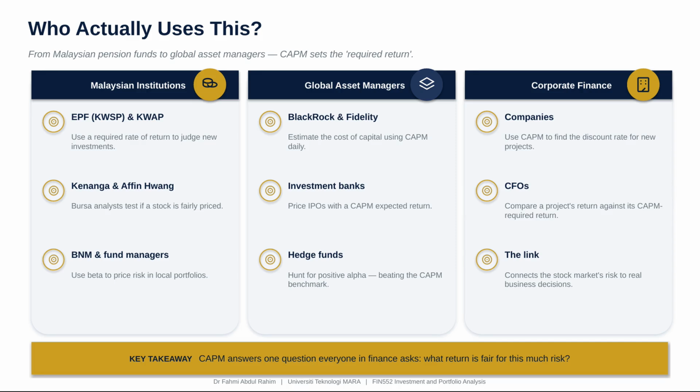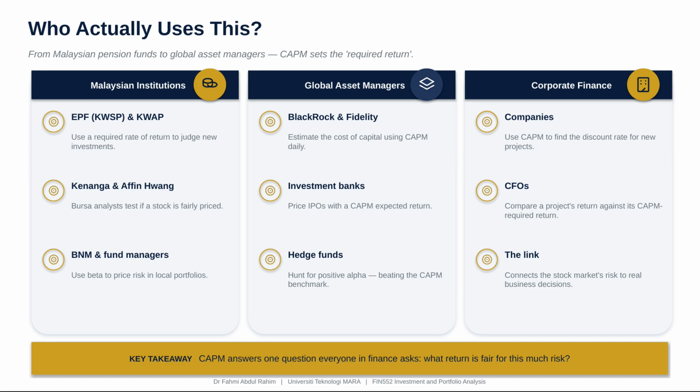Before we dive into theory, let me show you that the CAPM is not just an academic exercise. It is used every single day by serious institutions to set what they call the required return. Look at the first column, Malaysian institutions. The EPF, our giant retirement fund, and KWAP, the civil service pension fund, use a required rate of return, calculated with CAPM, to judge whether a new investment is worth making. Bursa analysts at houses like Kenanga and Affin Hwang use it to test whether a stock is fairly priced, and Bank Negara and fund managers use a number called beta to price risk in local portfolios.